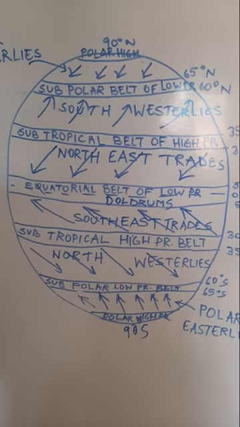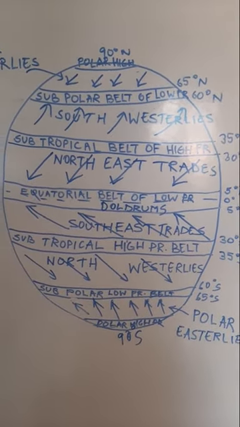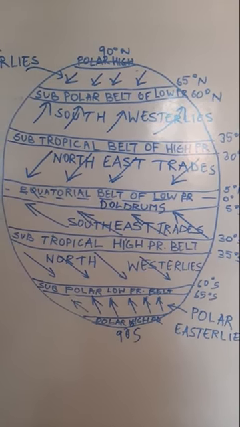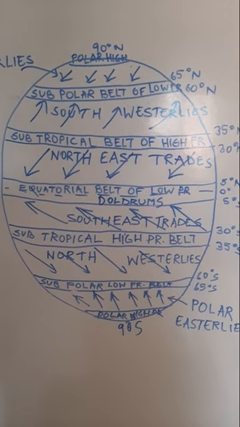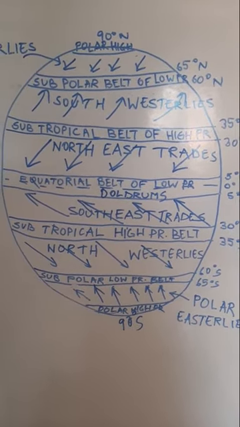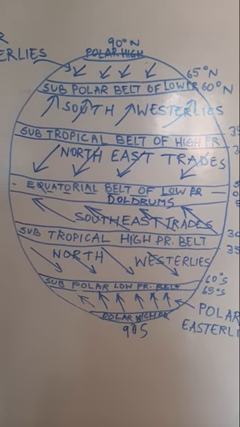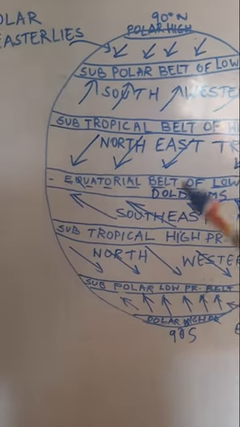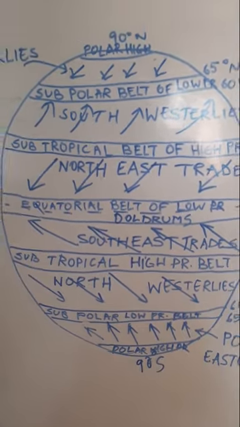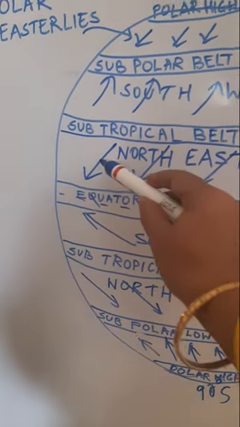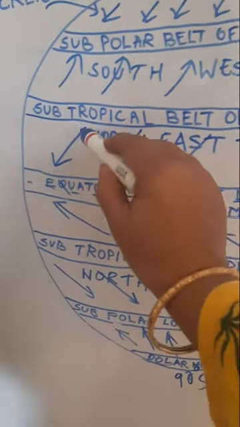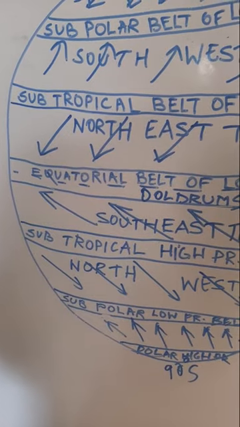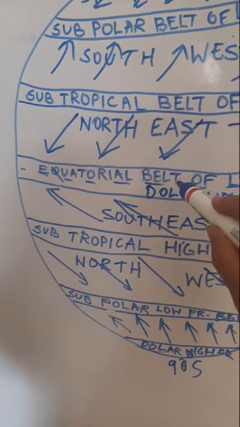Now children, you can see that I have drawn lots of arrows on the diagram. These are the arrows of the winds that are blowing in this zone. You will maintain the direction of the arrows. You will draw in the same direction as I have drawn, that is, you will draw it at an angle. You will not draw the arrow straight. Here in this zone, I have drawn the arrow a little bit slanting, and the pointing is towards the equator.